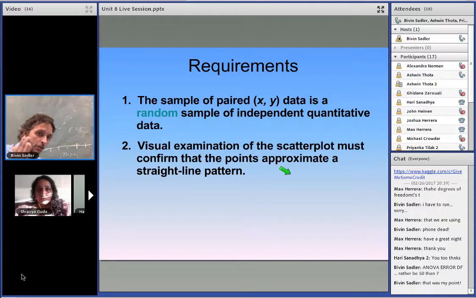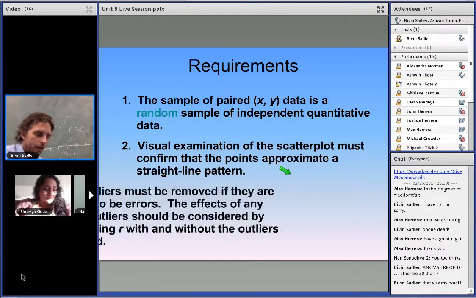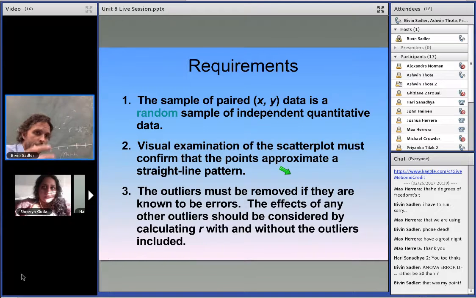xy's. Visual examination of the scatter plots must confirm that the points approximate a straight line pattern. Don't even look at R until you assess that the scatter plots form some linear relationship. And I've updated my PowerPoint slides in the on-campus class. I think I need to update them here because when we do our examples, I have not put the scatter plot on there. But rest assured, I have looked at that scatter plot before finding R.